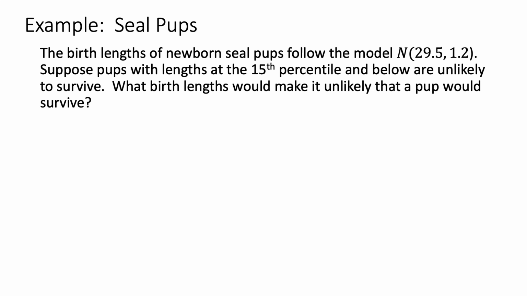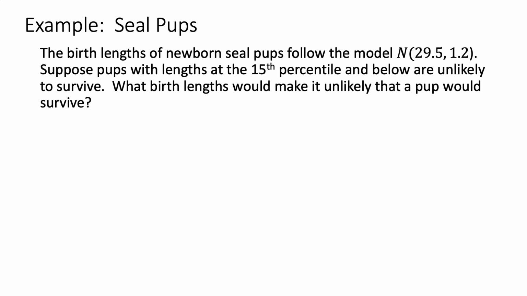Let's look at the seal pups example again. Remember, the birth lengths of seal pups follows the normal model with a mean of 29.5 inches and a standard deviation of 1.2 inches. Suppose pups with lengths at the 15th percentile and below are unlikely to survive. What birth lengths would make it unlikely that a pup would survive?